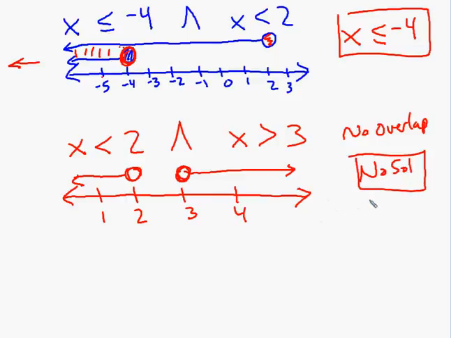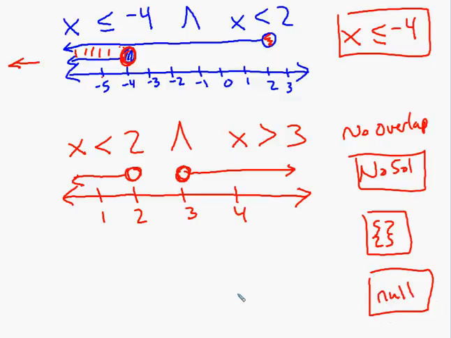No solution. Or you could write it as an empty set. That means no solution. This also means no solution. It's kind of more null. Any of these three is fine. Just do no solution. It's fine.